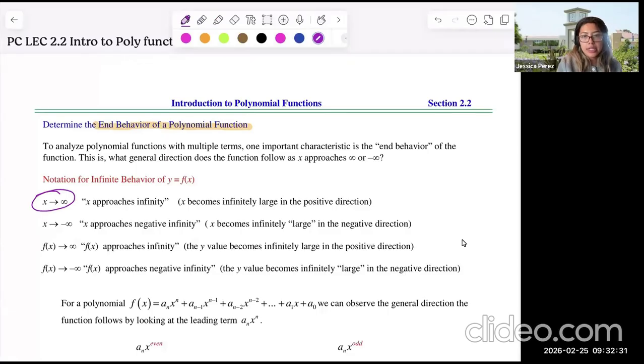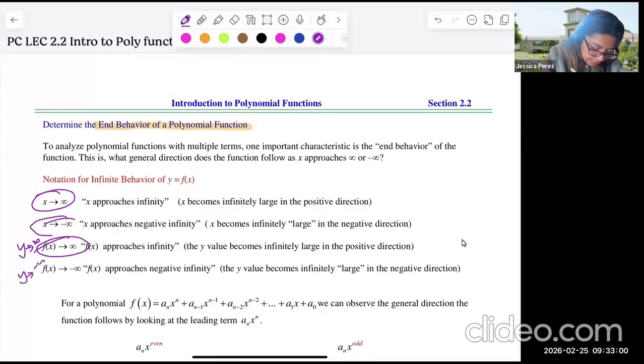As x approaches infinity, that means that x becomes very, very large. As x goes to negative infinity, it's becoming a very, very small number, a very large number in the negative direction. Now, how does the function behave, or the y value, when the y value goes to infinity and the y value goes to negative infinity?